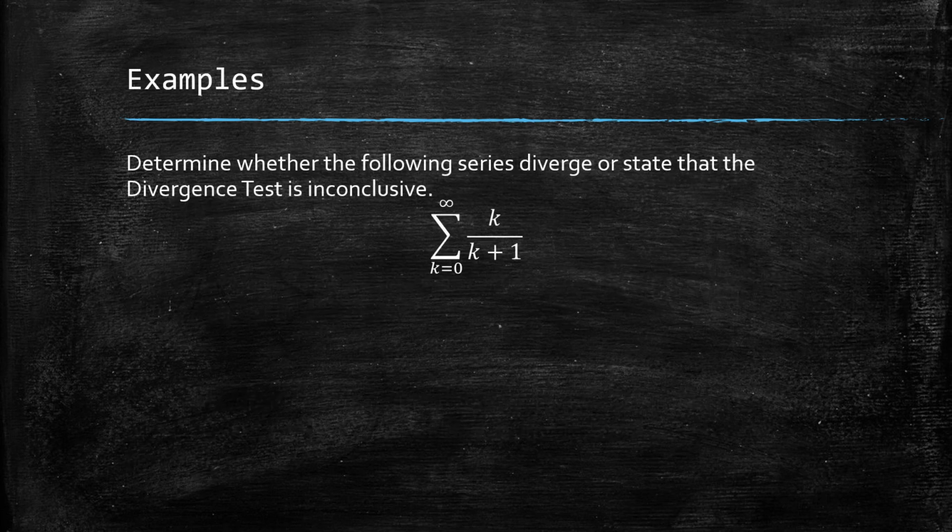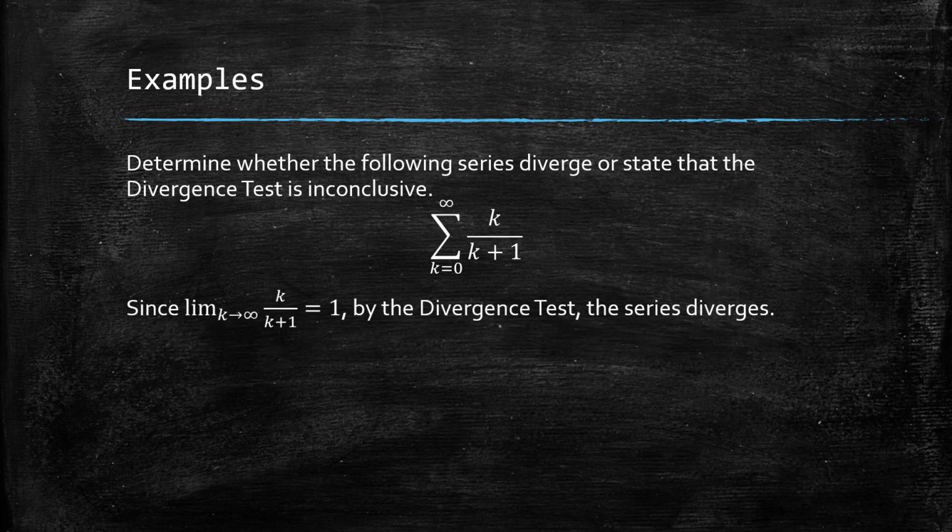Let's look at a couple examples. Determine whether the following series diverge or state that the divergence test is inconclusive. So let's say we had the series as k goes from 0 to infinity of k over k plus 1. Now, since the limit as k goes to infinity of k over k plus 1 equals 1, you could use, let's say, L'Hopital's rule for that. Then by the divergence test, the series must diverge.